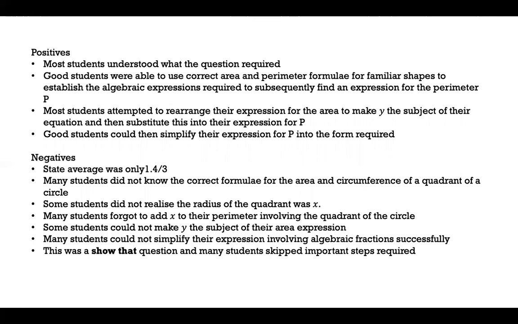Negatives, again, this was slightly below 50% getting half marks. The state average was only 1.4 out of 3. There were many students who did not know the correct formulae for the area and circumference of a quadrant of a circle. There were some students that did not realise that the radius of the quadrant was x. Another major problem was that many students forgot to add x to their perimeter. They just put the arc length of the quadrant of the circle and forgot to add the extra x.